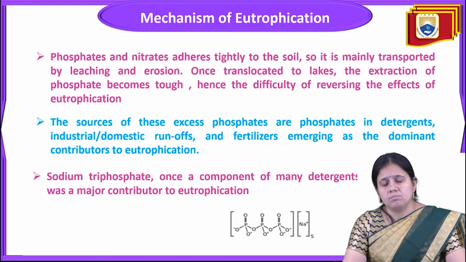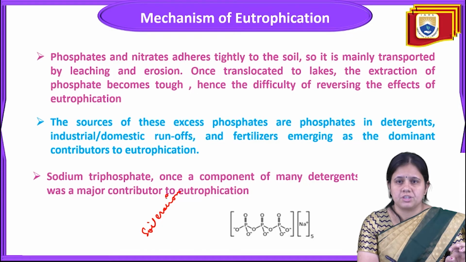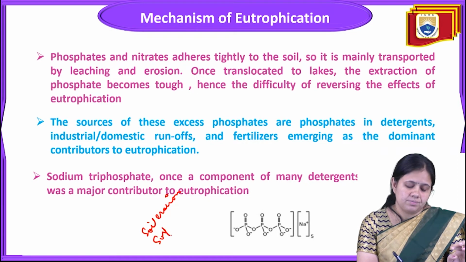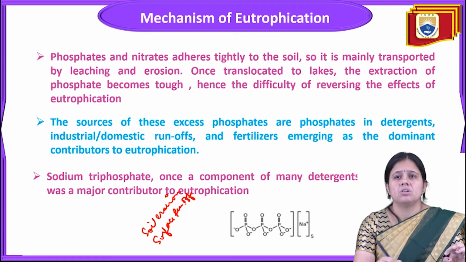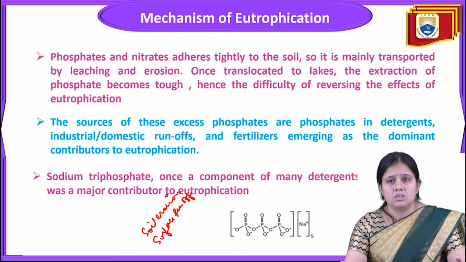So soil erosion is again an important factor of this eutrophication. Surface runoff is also a reason for this eutrophication. So once translocated to a lake, the extraction of phosphate becomes very tough. So it is difficult to reverse the effects of eutrophication.